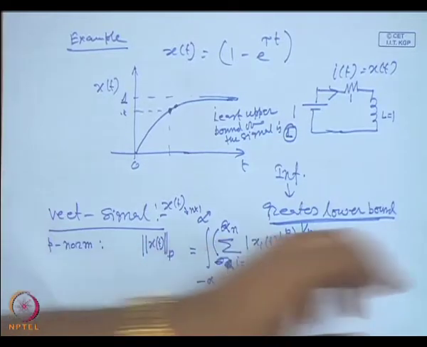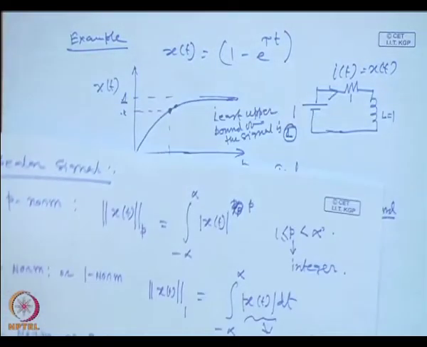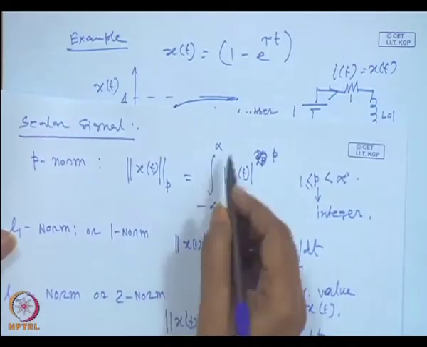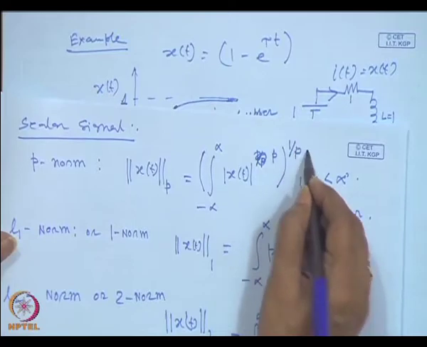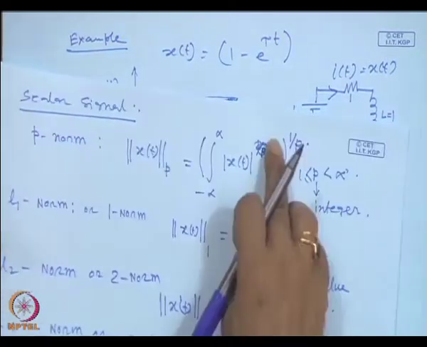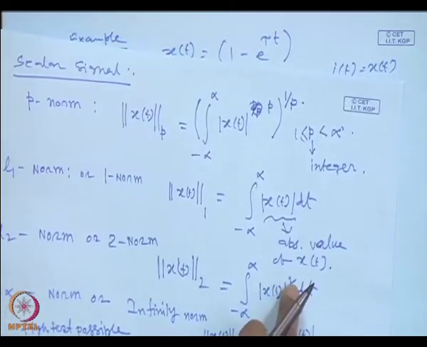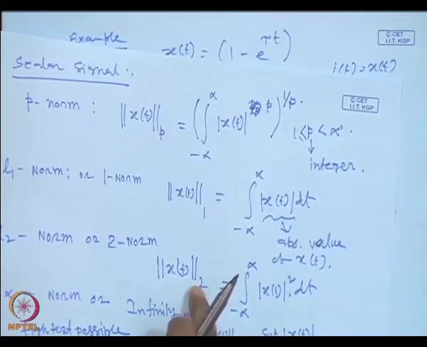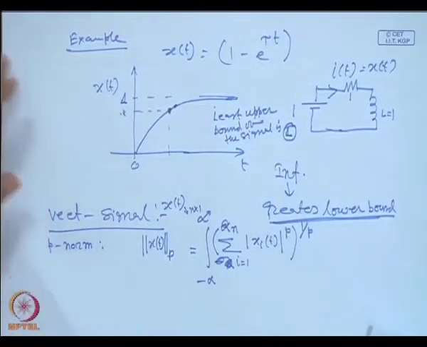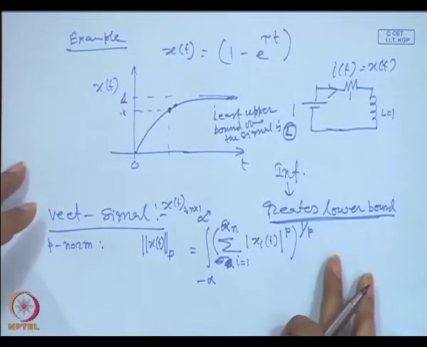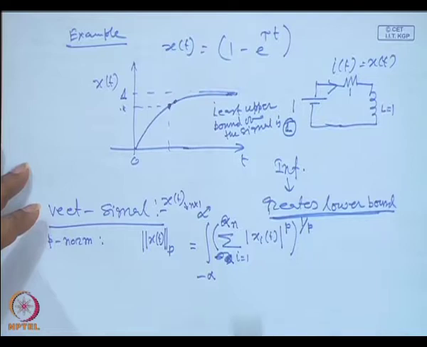Please note that the p norm is the whole thing to the power 1 by p; here I had missed the 1 by p. For p equal to 1 this is one norm, and for p equal to 2 this is the two norm of that vector.